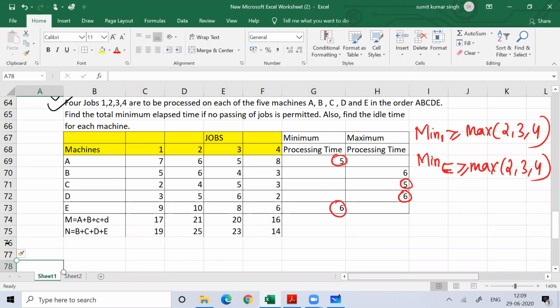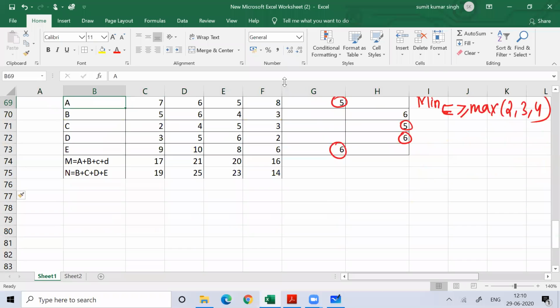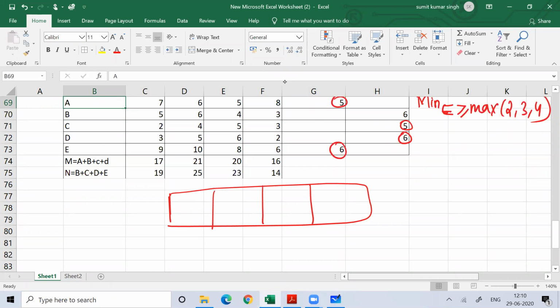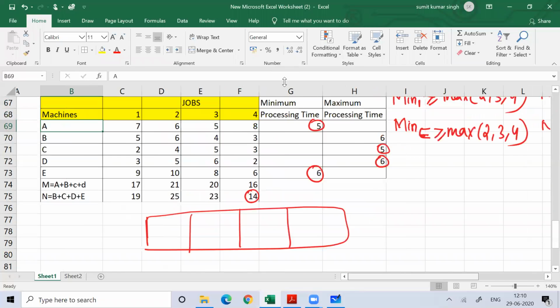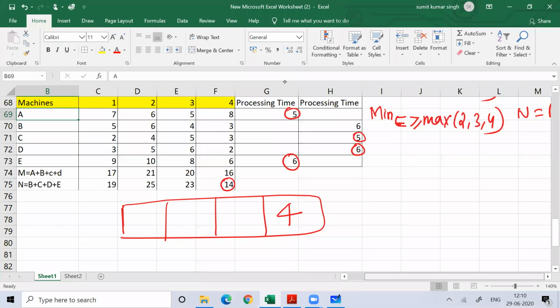Okay, so we converted them into machine M and machine N. So you can just ignore the original machines. Now just focus on machine M and machine N to decide the sequencing. You can see the smallest value is 14, and that is on machine N. So definitely this job will be done at the last. Job 4 will be done at the last.